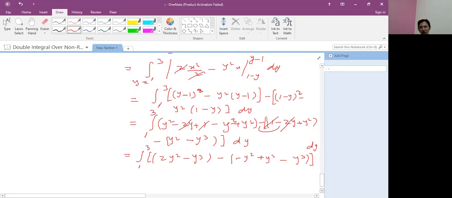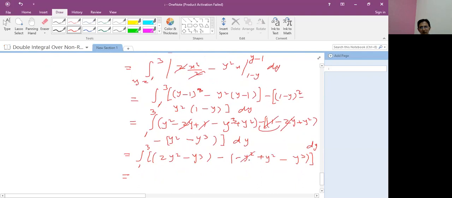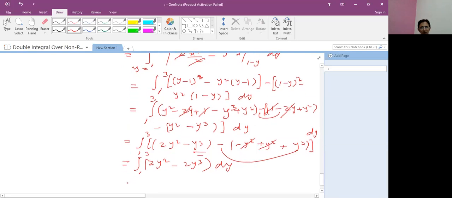So in the next step we will simplify further. Minus y square plus y square cancel each other, and it is minus minus plus y square y cube. So it means 2y square minus 2 times y cube. Minus y cube and minus y cube both are added. So student, we will integrate in the next step with respect to y. So 2 times y cube over 3 minus 2 times y to the power 4 upon 4. Then we are applying the limit 1 to 3.